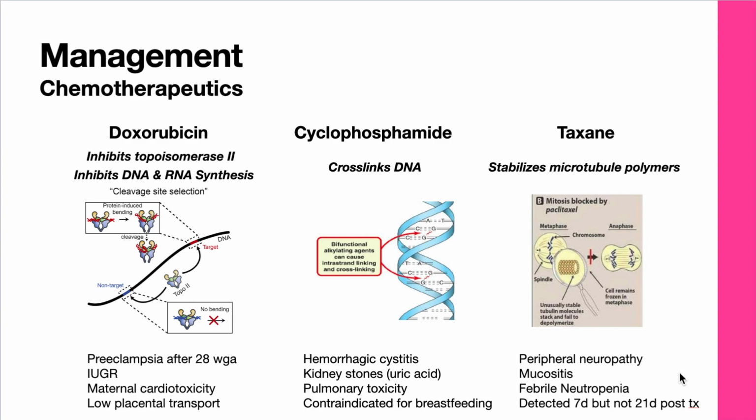And interestingly, this one is detected in cord blood samples at 7 days, but not at 21 days post-treatment. And that's super important when we're considering stopping chemotherapeutic agents. So you can still detect it 7 days after you give a taxane in cord blood, but if they wait 21 days, they're no longer able to detect taxanes.